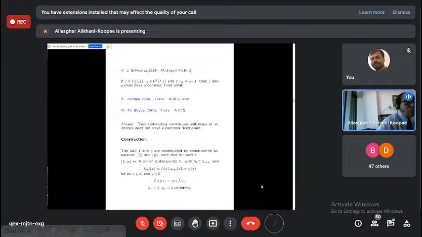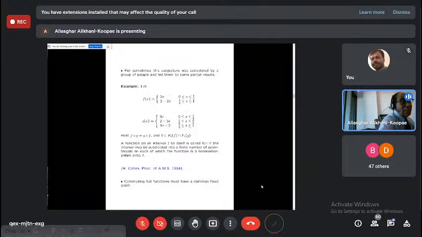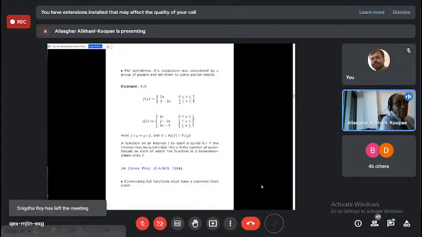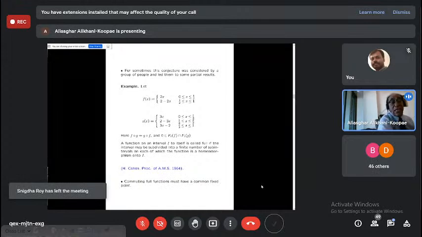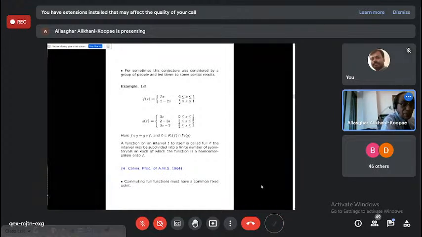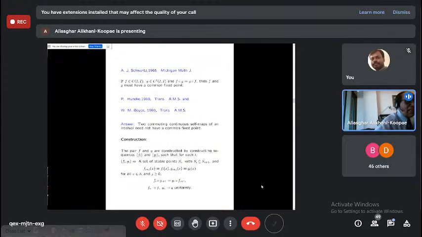So this led to talking about commuting full functions. They defined a full function as a function where we can divide the interval into finitely many subintervals, and on each one of those subintervals, f is a homeomorphism. Then it was Cohen who showed that if two full functions commute, they have a common fixed point. Later on, it was shown that both of them don't have to be full. As long as one of them is a full function, that's good enough, and they have a common fixed point.